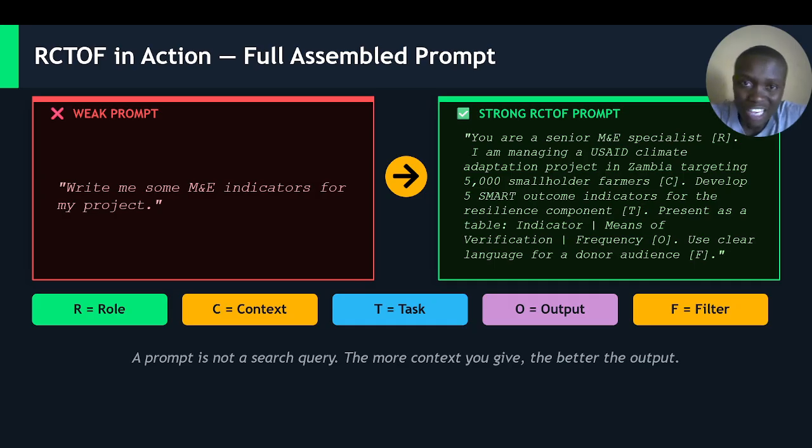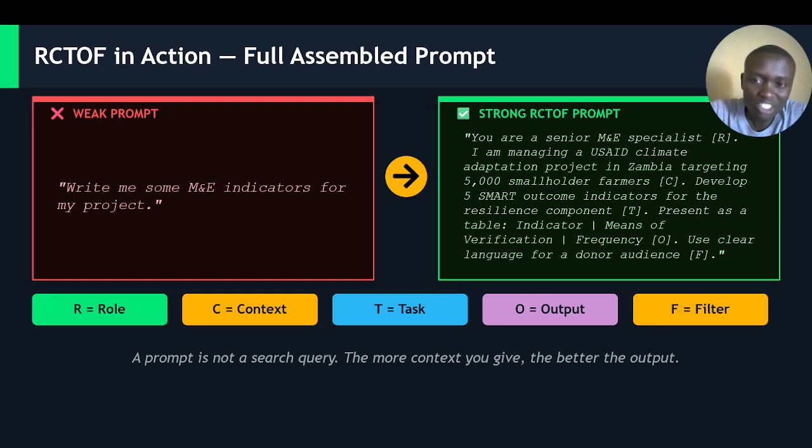And then you give it an output. How do you want the results to come out, right? You say, look, I want this to be presented in a table format: the indicators, the means of verification, the frequency, and even the data source. You can even include that, right? And then the last part, the filter, you say, okay, I want it in simple, clear language that is donor friendly, right? So that's how your prompt looks.